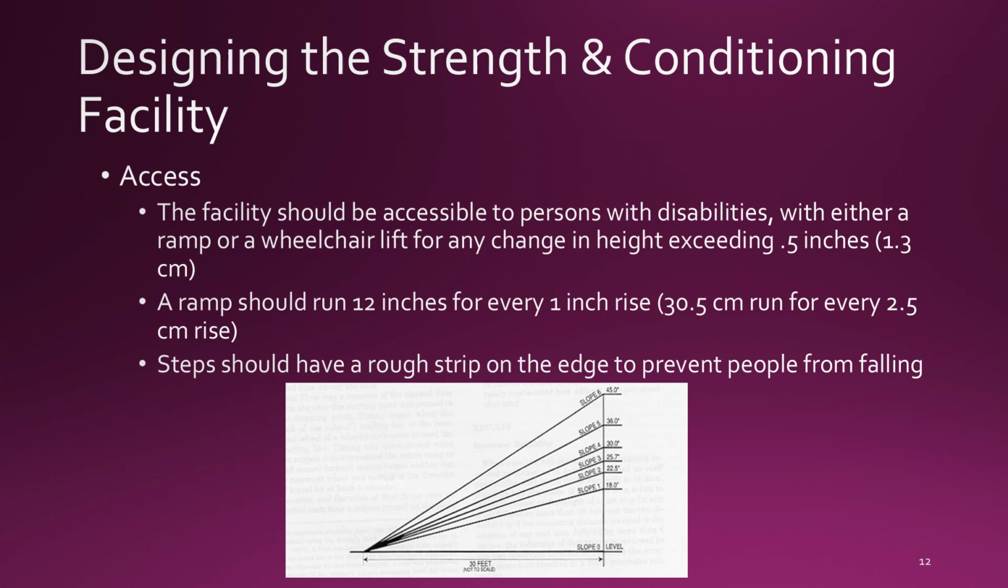So again, this is just an example down here of the different grades we could use. Certainly, a lower grade is going to be better for someone in a wheelchair, but we don't want it to be sharper than 12 inches across and 1 inch up and down. Okay, so that's the steepest we would possibly want it to be.